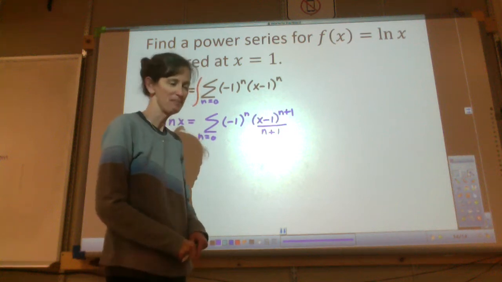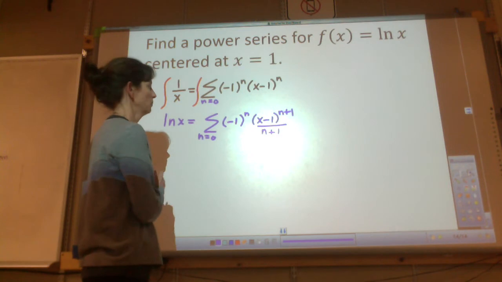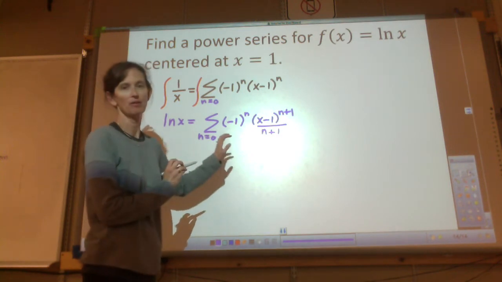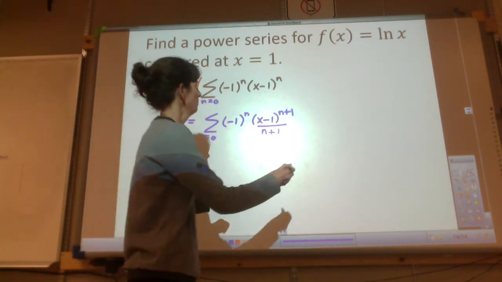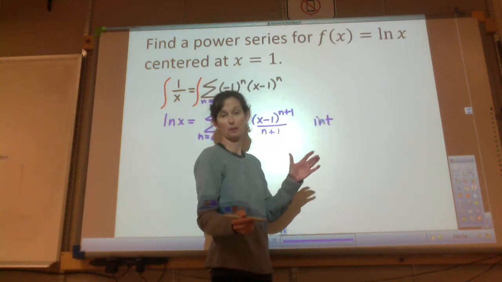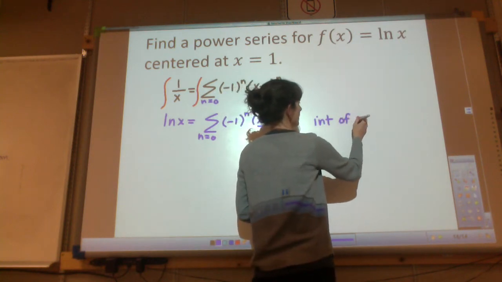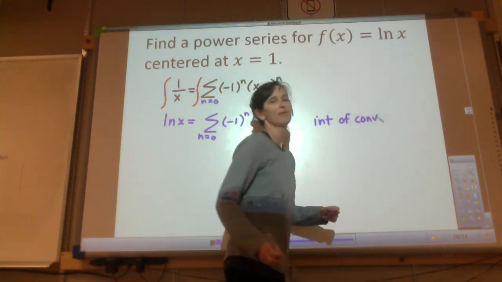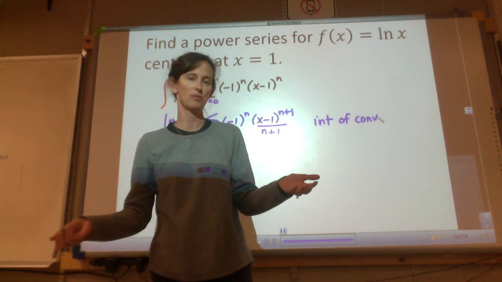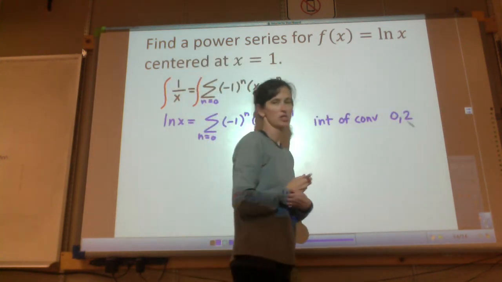Hi, I'm back. I stopped midstream because I made a mistake and we erased it. So what we're doing now is checking for the interval of convergence of natural log. From a theorem we learned, the interval of convergence is going to be from 0 to 2, but we have to check our endpoints. So let's check the endpoints.